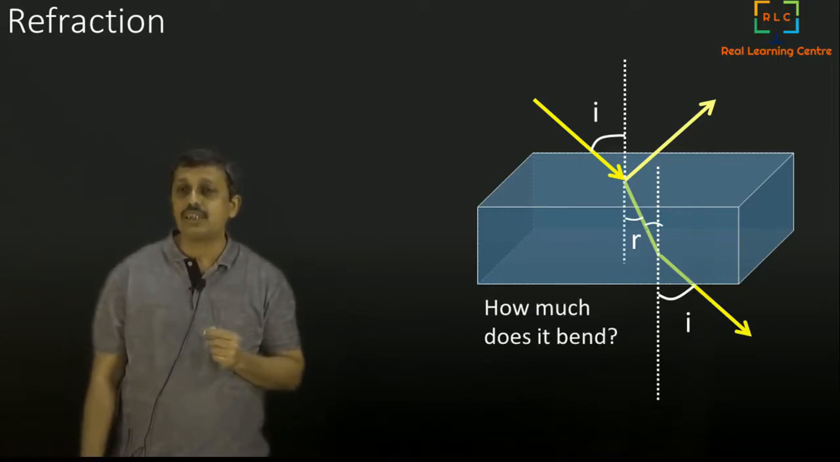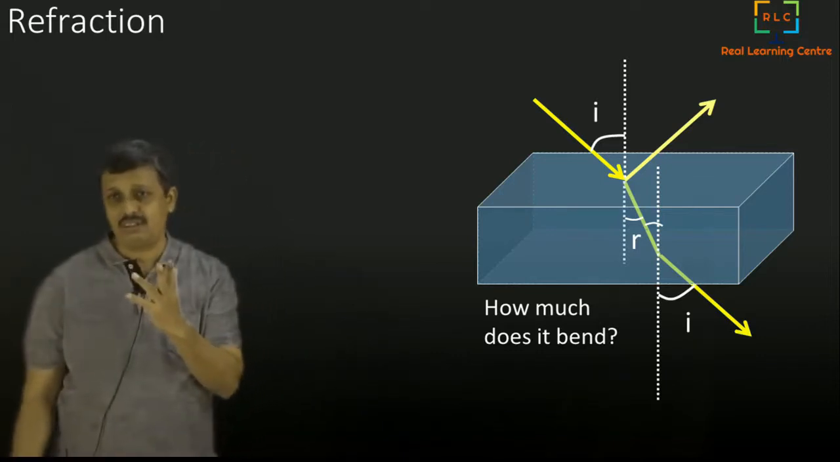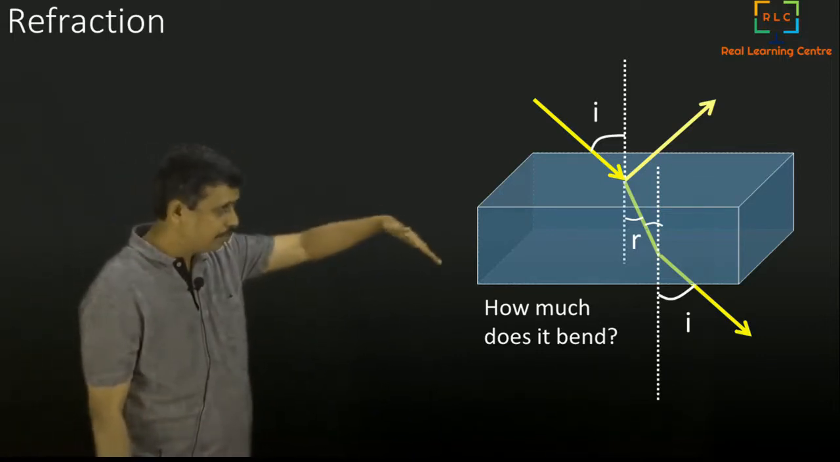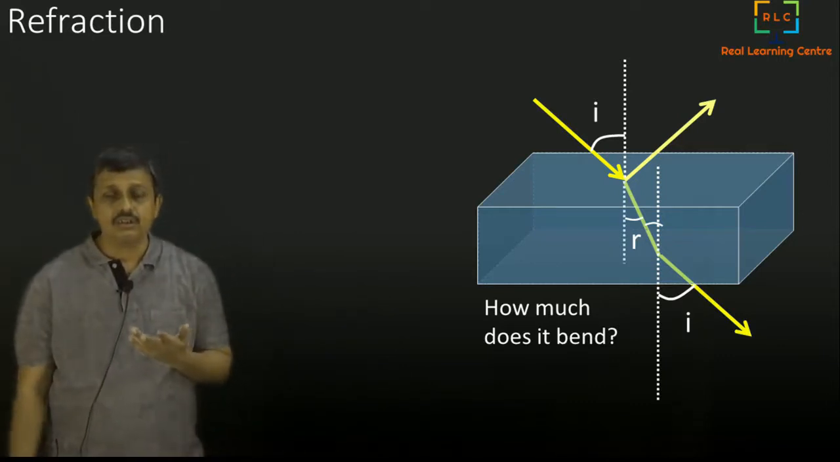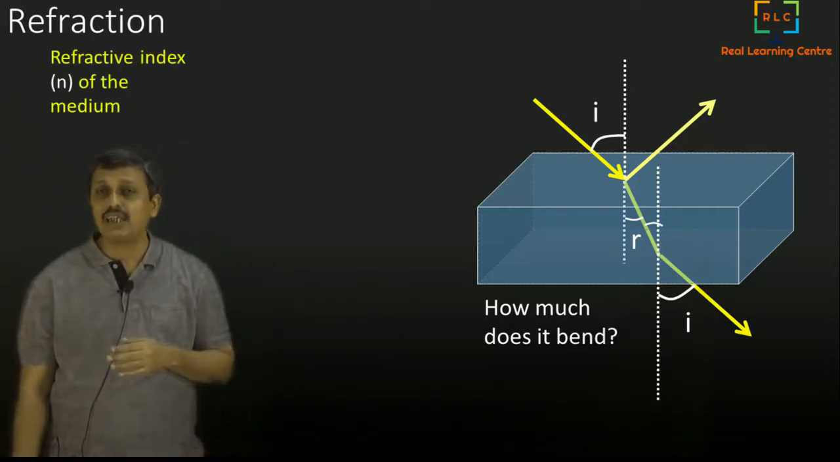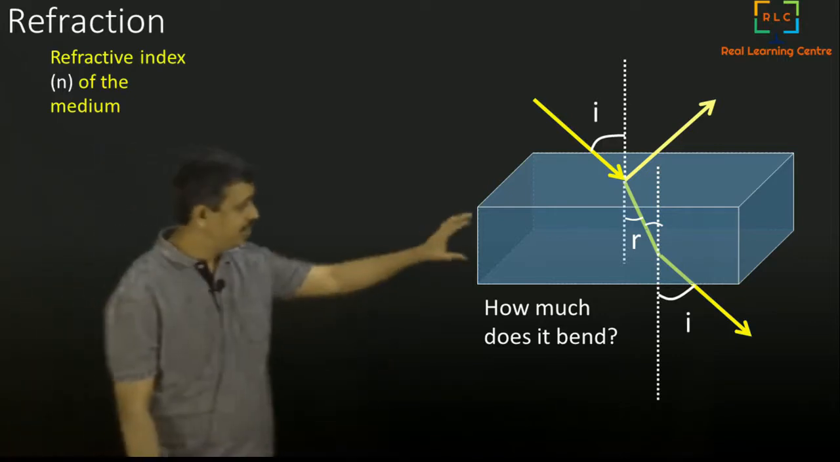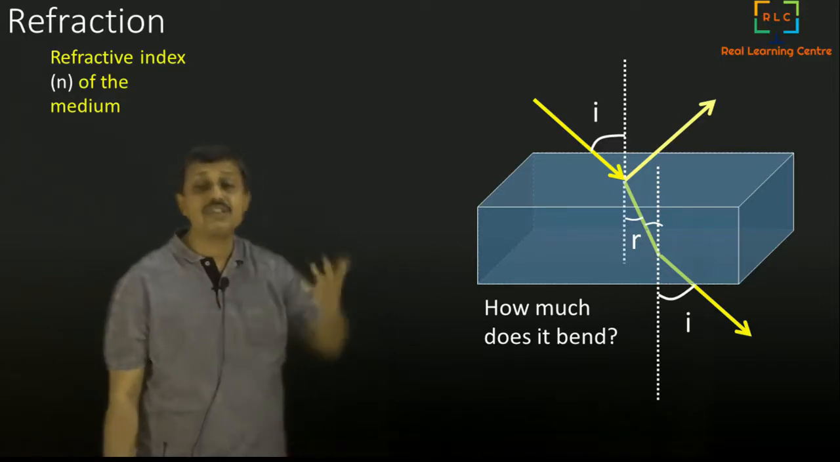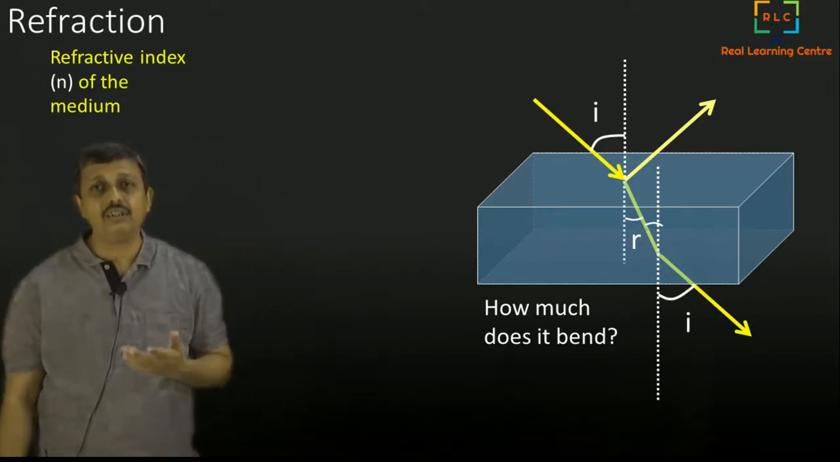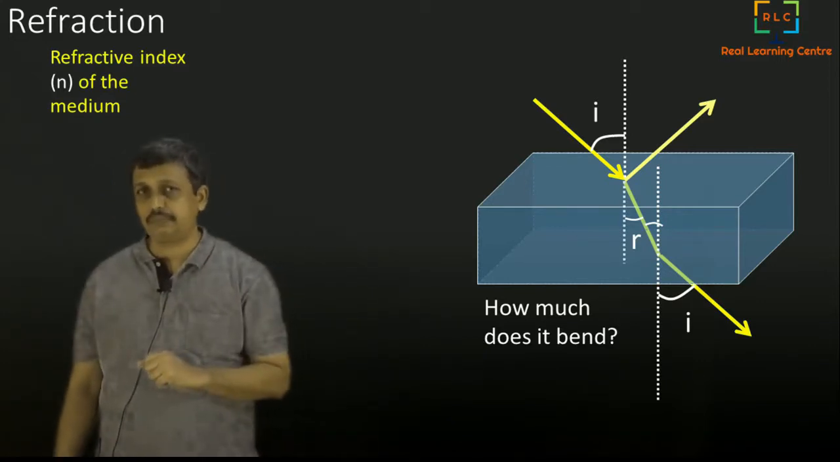Now the question basically is, how much does it bend? It depends on what. Okay, it bends a little bit or it bends too much. It depends on what. So the answer is basically it depends on a character called as refractive index of the medium. Refractive index of this medium. This is a glass. So its refractive index depends on that. It actually bends. So what is this refractive index? How do we calculate this?